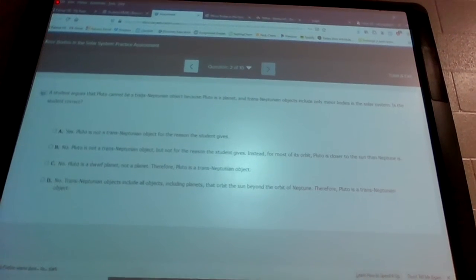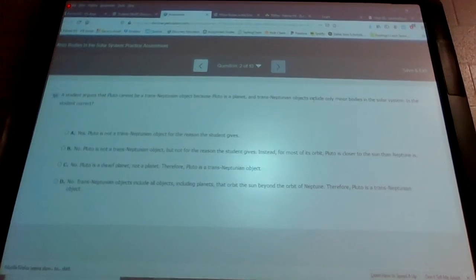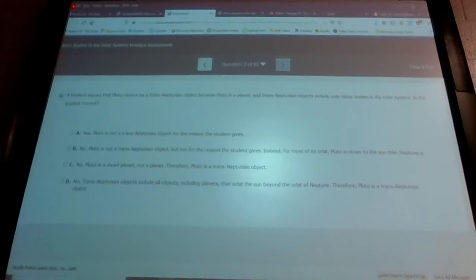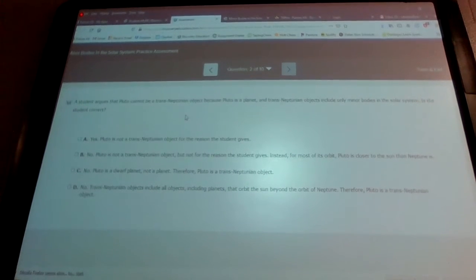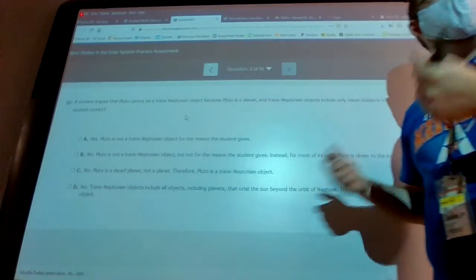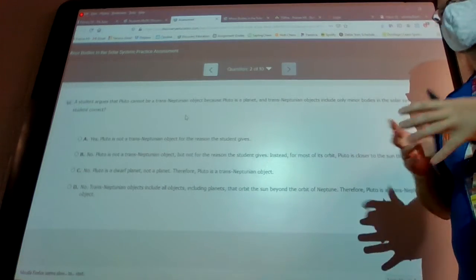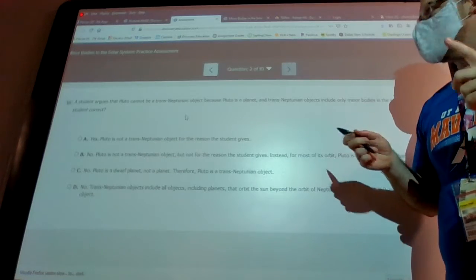So the student argues that Pluto cannot be a trans-Neptunian object because Pluto is a planet, and trans-Neptunian objects only include minor bodies in the solar system. Is this student correct? No, the student's not correct because Pluto is a trans-Neptunian object. Pluto is a dwarf planet, not a planet. Therefore, Pluto can be a trans-Neptunian object. And we already talked about yesterday how Pluto comes inside of the orbit of Neptune, and that helps make it a trans-Neptunian object, as long as it's not a planet.